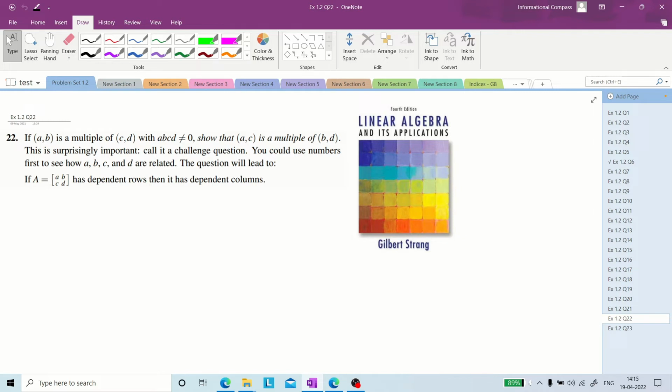Okay. You could use numbers first to see how A, B, C and D are related. This question will lead to, if A is a matrix which has dependent rows, then it has dependent columns. So yes, let's start with the solution.